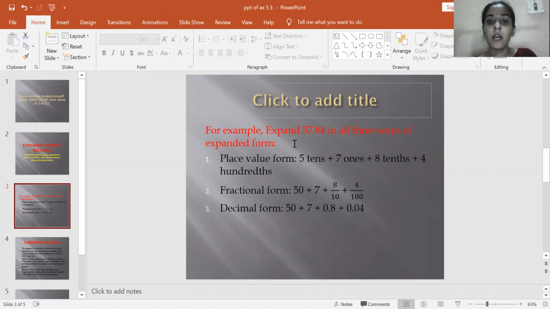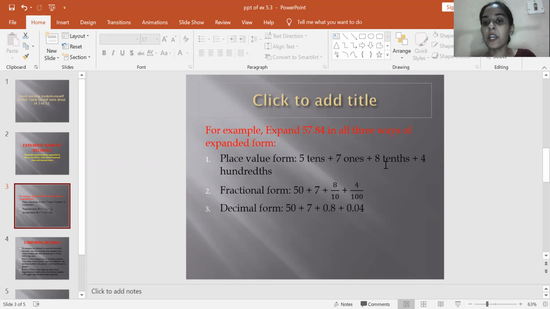So firstly, I write the place value of 5. So 5 tens plus place value of 7 is 7 ones, plus place value of 8 is 8 tenths, plus place value of 4 is 4 hundredths. Now the fractional form we have. Now 5 tens means 50, plus 7 ones means 7, plus 8 tenths.